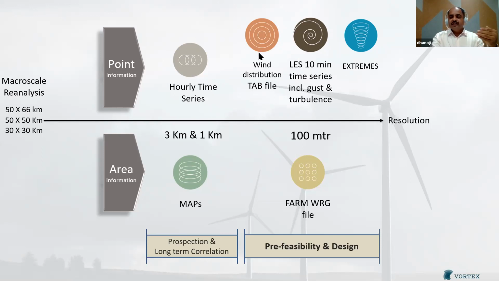So when somebody needs wind distribution tab files, he can go for a virtual mast from Vortex. Then the LES 10 minutes time series data and extremes are products we will discuss in detail in today's webinar. Okay, so the products above this line give information for a single point, and the products below this line give information for an area.